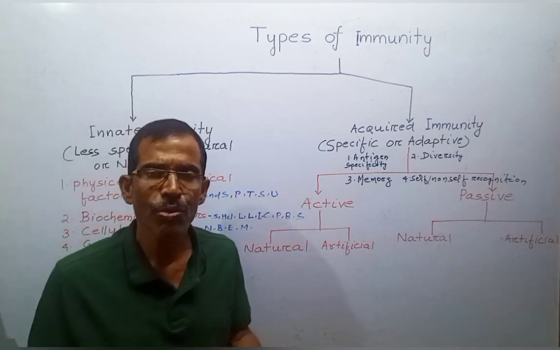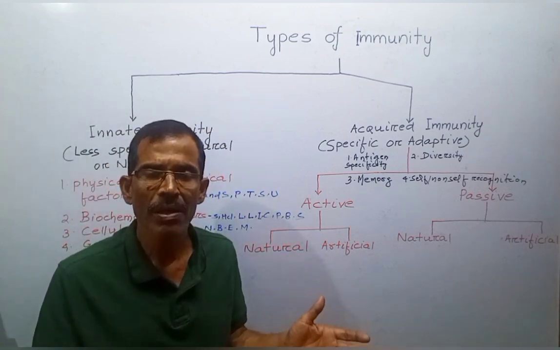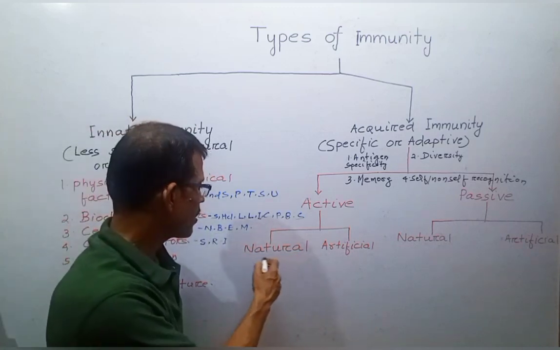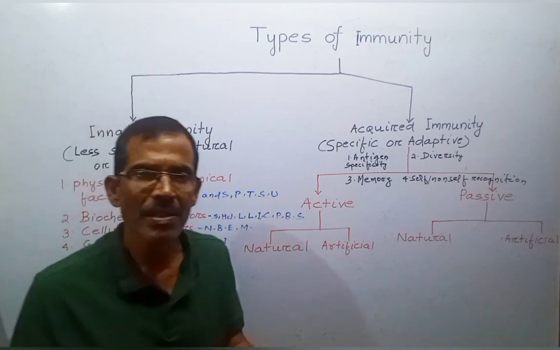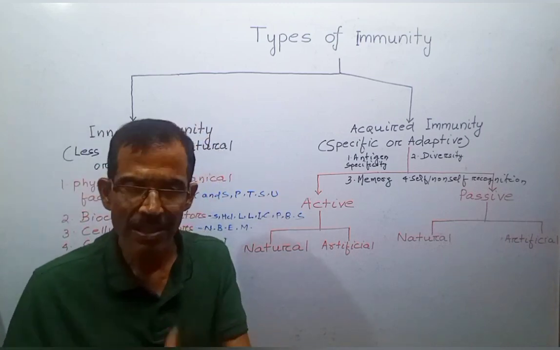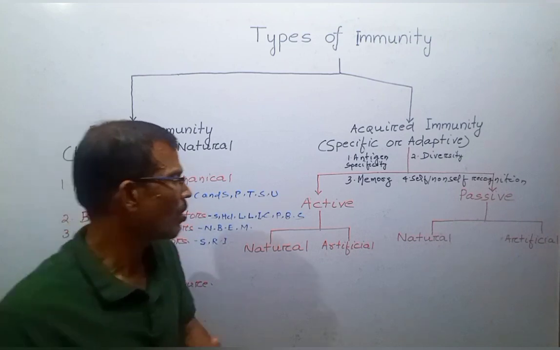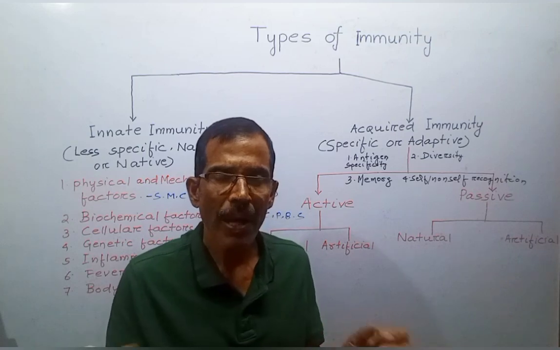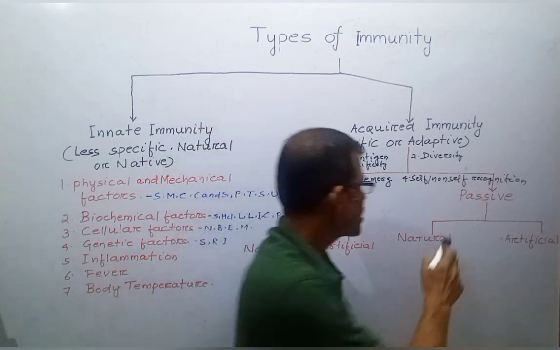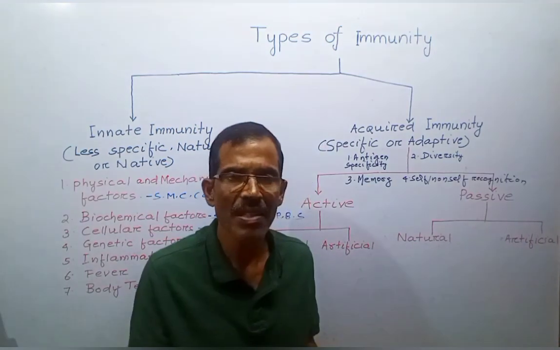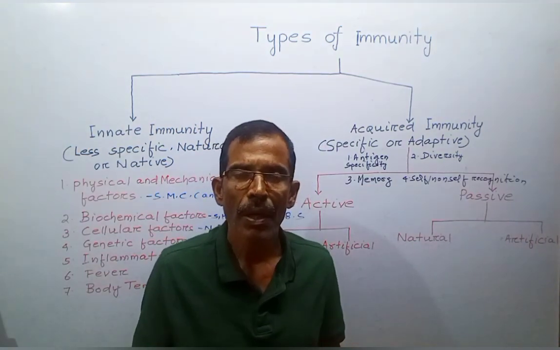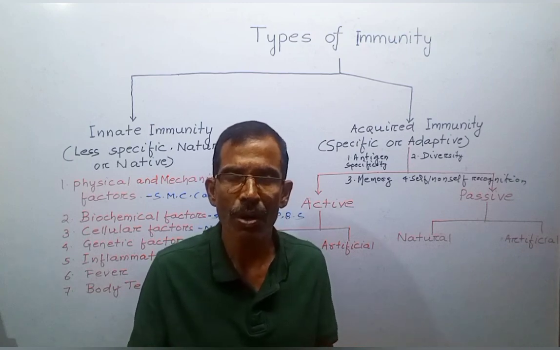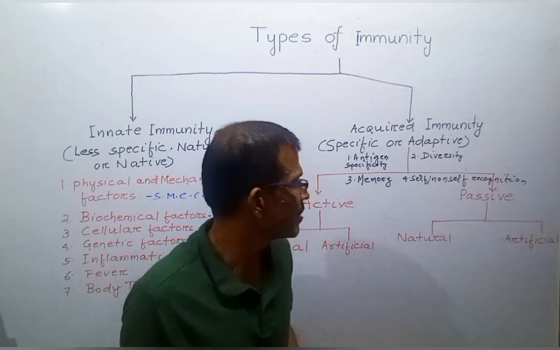The resistance which develops in an individual as a result of natural infection is called natural active immunity, whereas the resistance which develops due to vaccination in an individual is called artificial active immunity. The second type of acquired immunity is passive immunity, which is the resistance that is developed in a non-immune individual through the transfer of antibodies or sensitized lymphocytes.